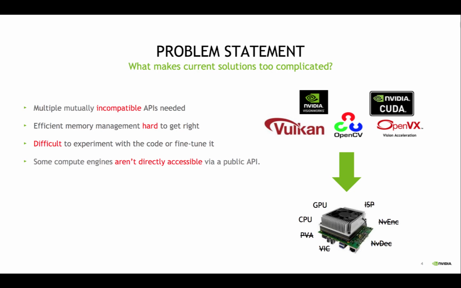The resulting code can be difficult to experiment with or to fine-tune. You have to touch several knobs and touch the code in several places in order to optimize it. And to make matters worse, some compute engines might not even be directly accessible via public API. So we can see here this Jetson device has several compute engines, PVA, VIC, but they are not directly accessible, so you cannot use them in your solution, at least not in a direct way.